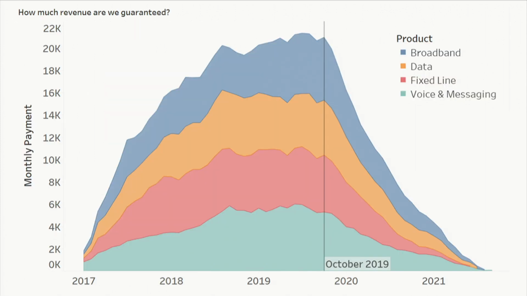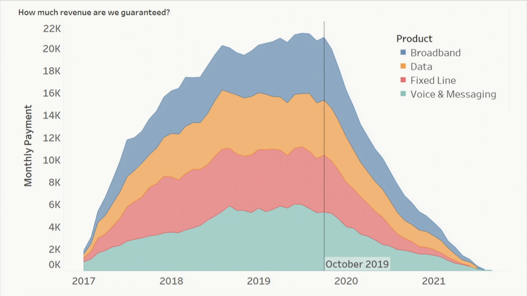And when we're looking at contracts data, as a business, it doesn't necessarily matter to us when the contract was signed, the start date. What actually does matter, especially to our finance team, is when we get paid. And this viz shows us just how much revenue we're guaranteed each month based on the contracts we've already signed.